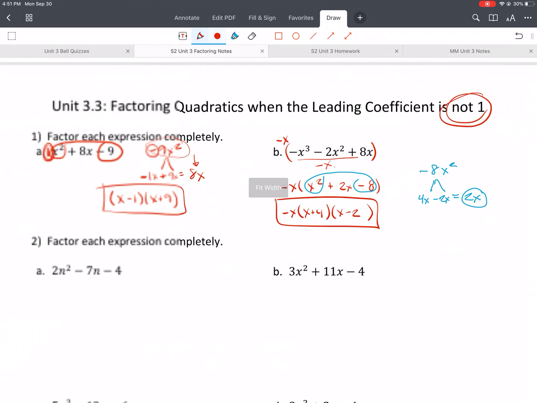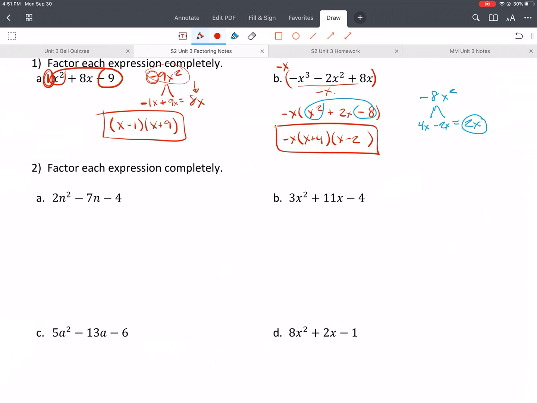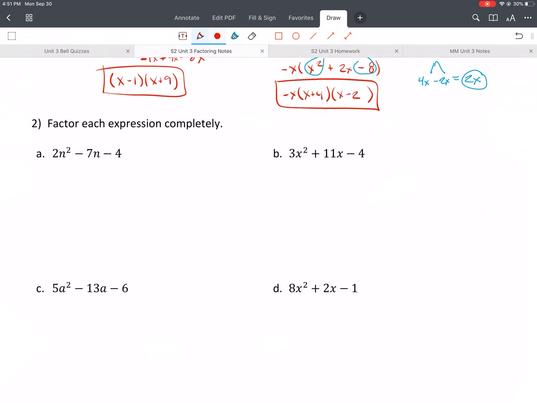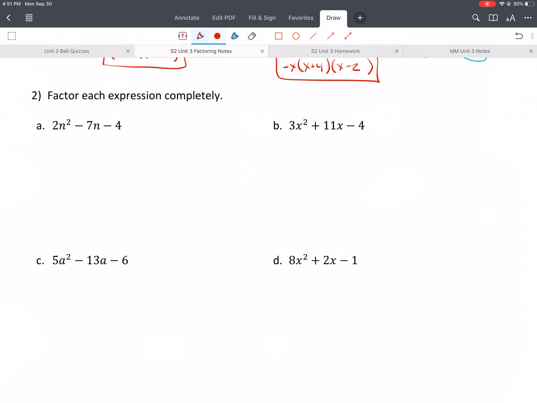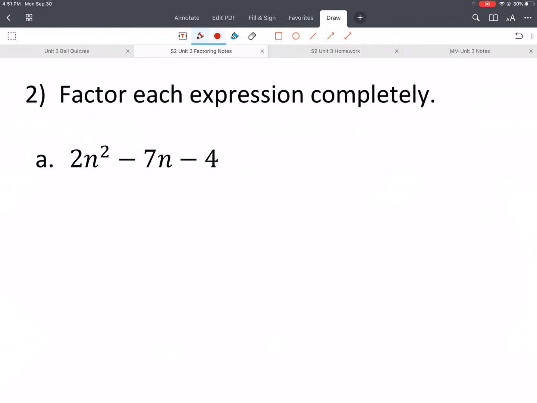All right, so now let's look at some situations where we can't factor out the greatest common factor. So all of these, we have a leading coefficient that isn't 1. For A, it's 2. For B, it's 3. For C, it's 5. For D, it's 8. Okay, but we can't factor out a greatest common factor. And I kind of talked about this before. We went over it already, so this isn't really anything new.